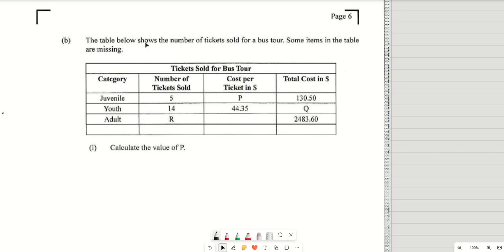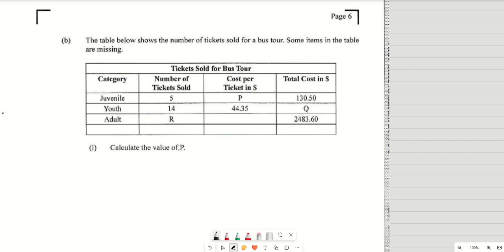Part B. The table below shows the number of tickets sold for a bus tour. Some items in the table are missing. So 5 by the cost of one ticket, and this is the total cost, right? Calculate the value of P. So we want the value of one ticket, right? That is what P is.